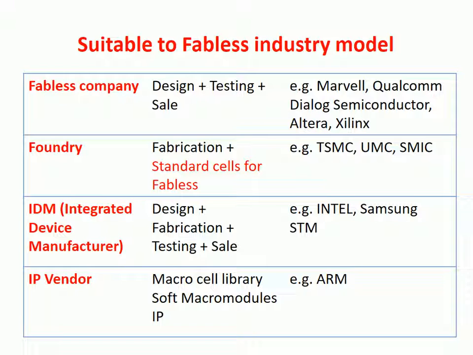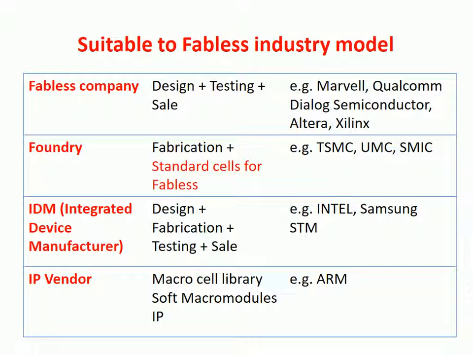The other names that you might know: I put some examples here. Altera and Xilinx are two FPGA companies. They produce field programmable gate arrays, and they also are completely fabless. Most of these companies have their chips made by three foundries. TSMC, which is the largest, is the Taiwan Semiconductor Manufacturing Company. UMC, which is another company in Taiwan, and SMIC, which is a Chinese company. And that's it.